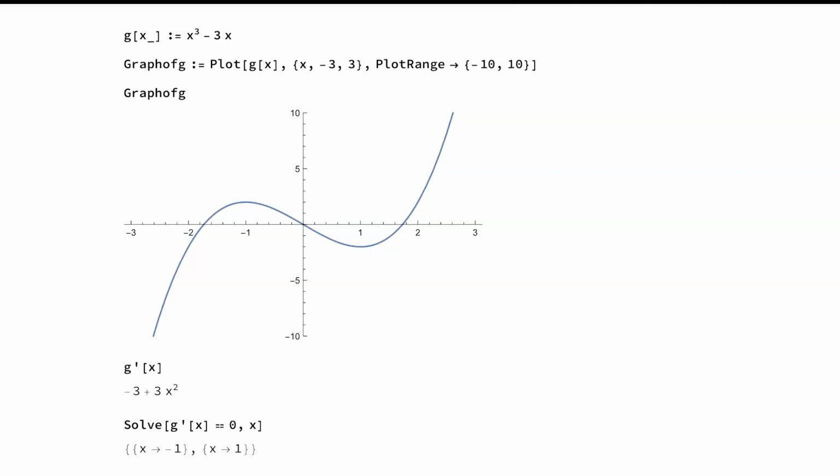Our second example is with a function g of x called x cubed minus 3x. And that is another polynomial. And again, just to get a sense of the function first, I've graphed it here. And I can see that it's got a relative max and a relative min. And it does change from concave down to concave up. I'm going to guess that happens at the origin, but we'll see.